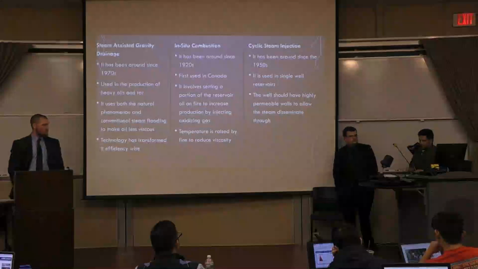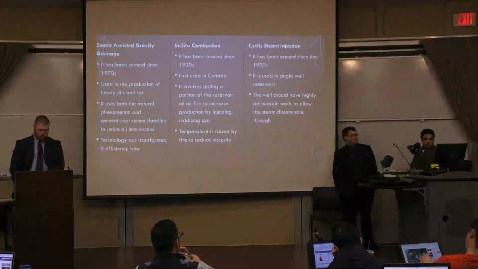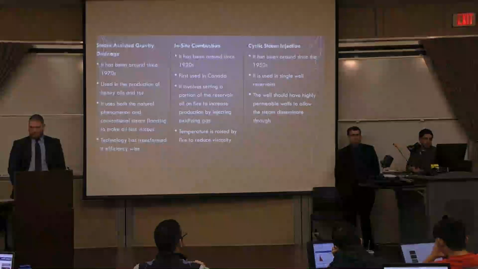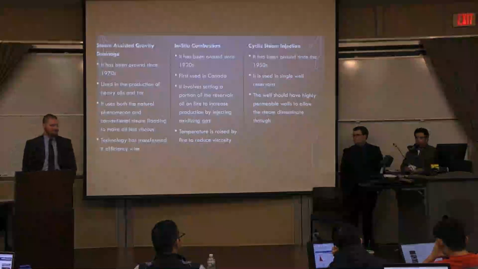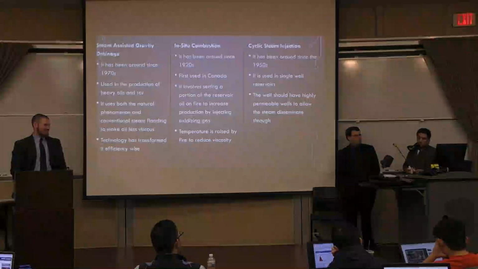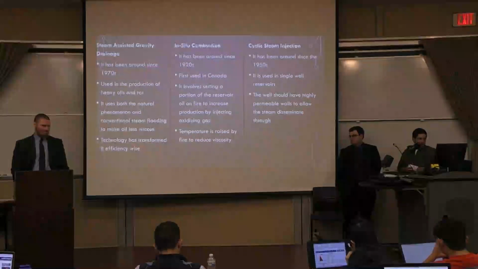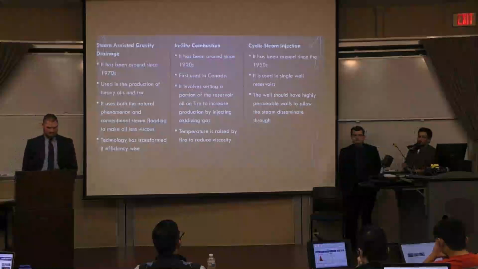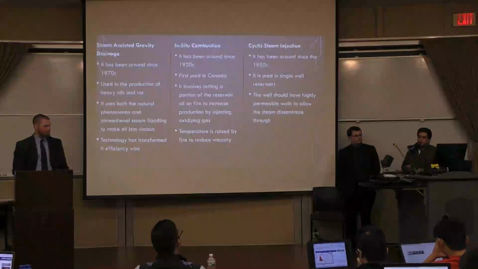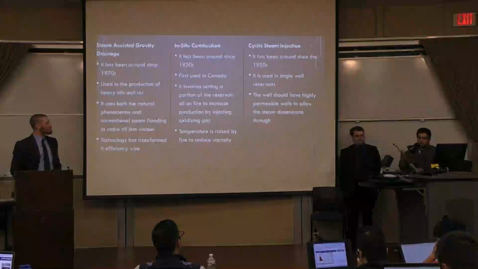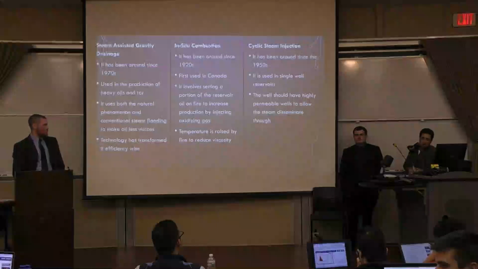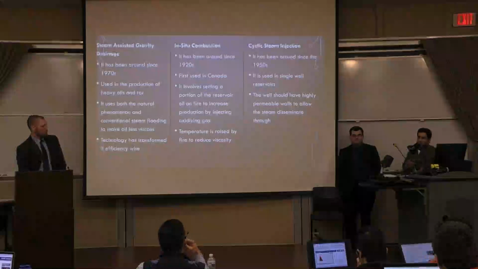And for the in-situ combustion, this one has been around before the steam-assisted gravity drainage, in the 1920s, and the first time it was used was in Canada. In a nutshell, it involves setting a portion of the reservoir oil on fire to increase the temperature and make it lighter to produce it, and it does that by injecting oxidizing gas.